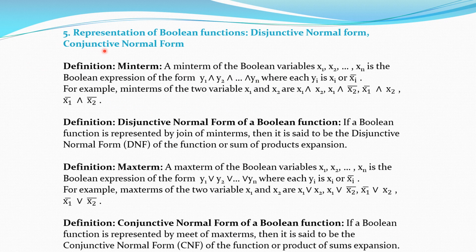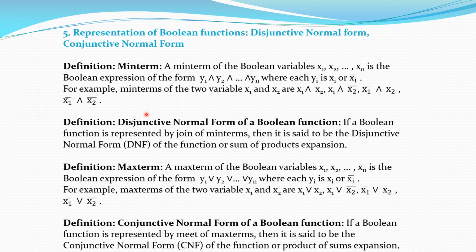Now next is representation of Boolean functions, disjunctive normal form DNF and conjunctive normal form, that is CNF. Now min term. A min term of the Boolean variables x1, x2, xn is the Boolean expression of the form y1 meet y2 meet yn, where each yi is either xi or xi bar. For example, min terms of the two variables x1 and x2 are x1 meet x2, x1 meet x2 bar, x1 bar meet x2, x1 bar meet x2 bar.